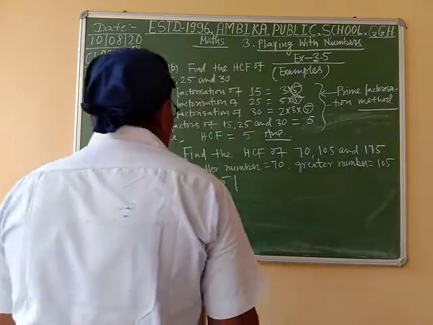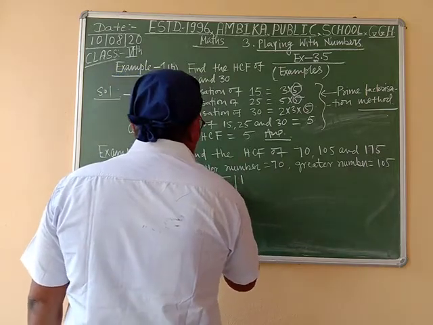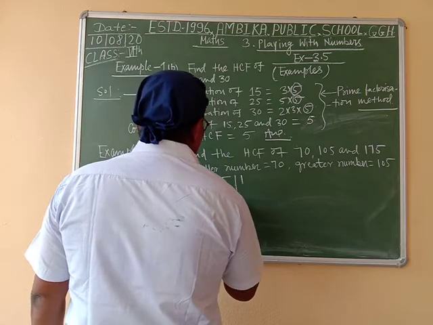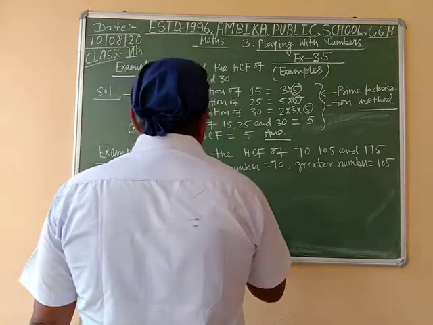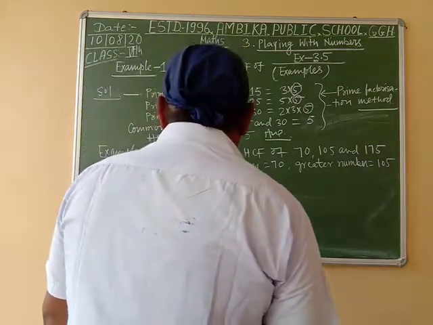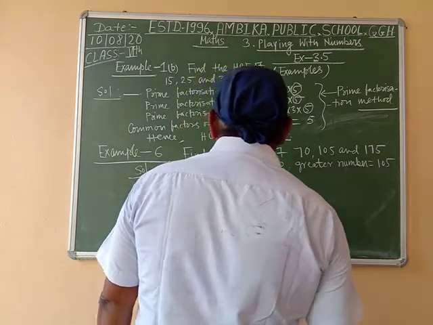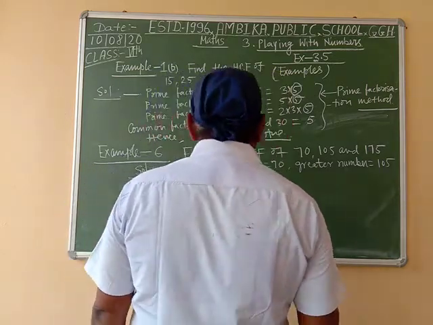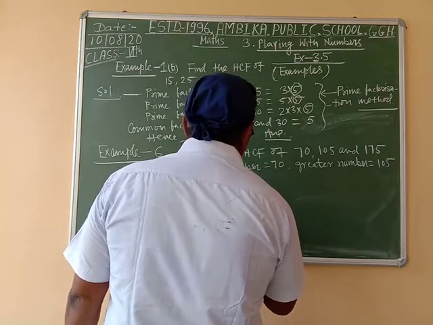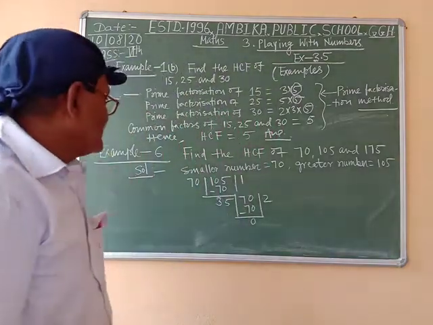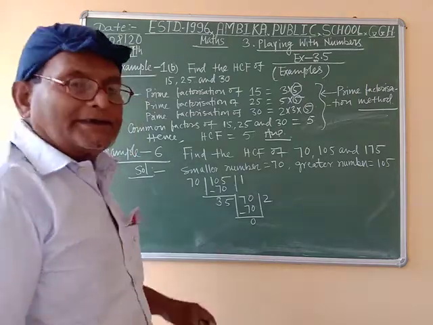70 goes in one time in 105, subtracting, 35 as remainder. So 35 will be the divisor and 70 will be the dividend. Now we divide 70 by 35. 35 goes two times in 70. On subtracting, remainder is 0. So the HCF of the two numbers 70 and 105 is equal to 35.